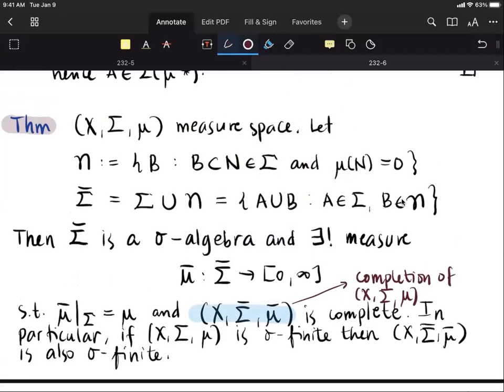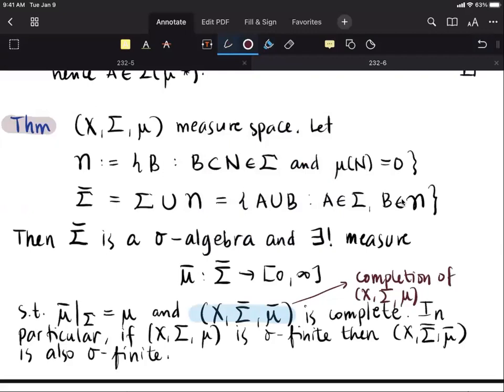So again, given a measure space (X, sigma, mu), you denote by script N the subsets of null sets. Okay, and then you take the union of measurable sets A in sigma and subsets of null sets B in N. You form this new collection sigma bar. And this theorem states that this is a sigma algebra.